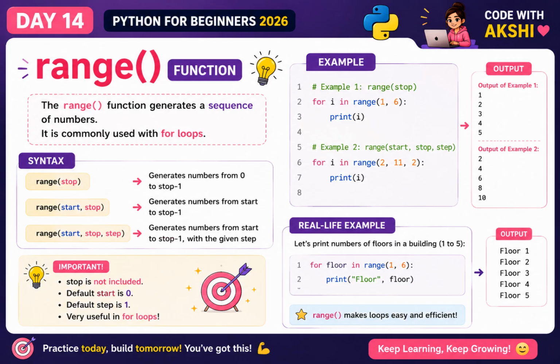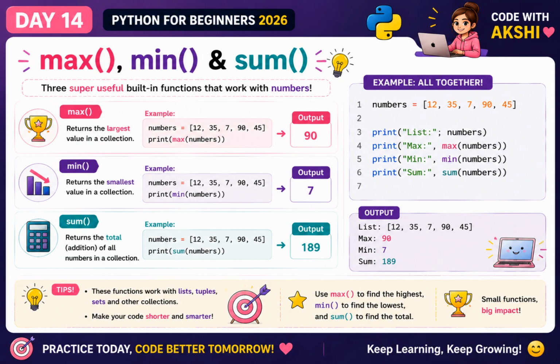Next, let's look at 3 very useful functions. The max function returns the largest value in the collection. And here the highest number is 90. And then the min function returns the smallest value. So in this example, the number is 7. So finally, the sum function adds all the values together. So the total of these numbers is 189. These functions are commonly used while working with marks, salaries, sales, reports and many other real-life data sets.